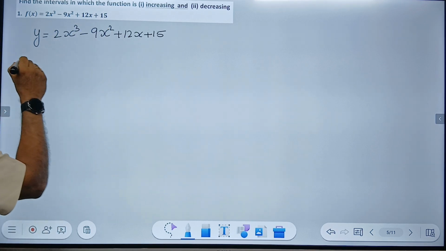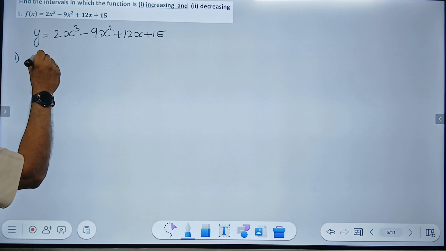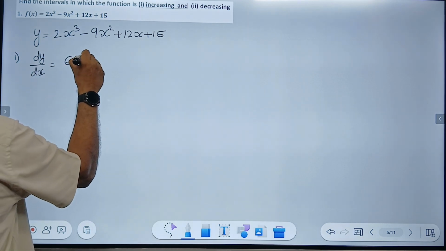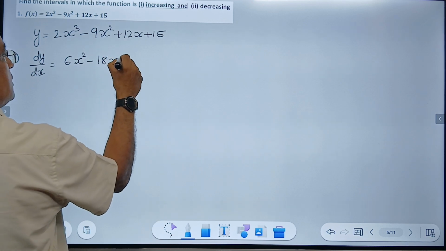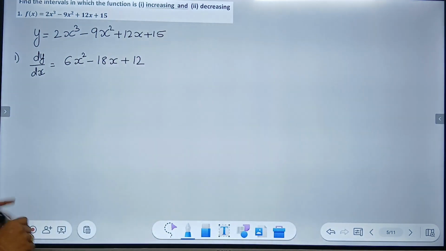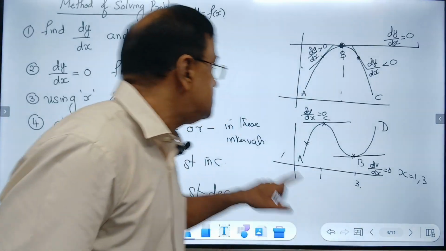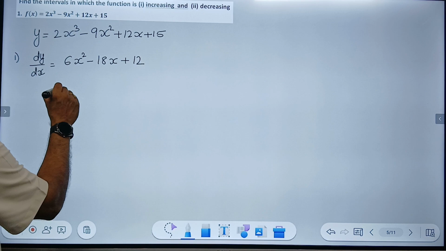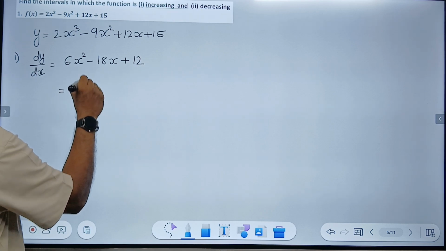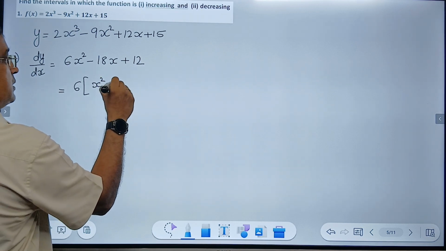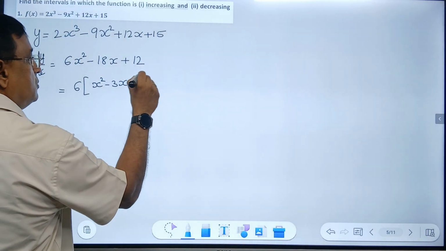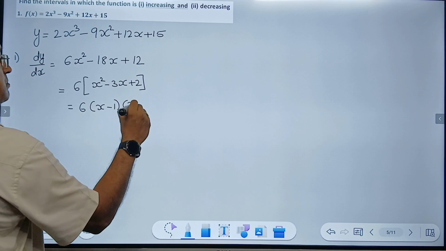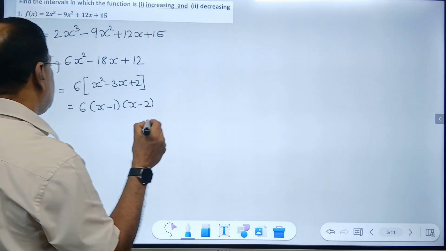Now what is our first step? First step is I want to find dy by dx. So what is dy by dx? It is 6x square minus 18x plus 12. But in the first step I also said simplify if possible, right? So I'm going to simplify. Now how do I simplify? I simplify by taking 6 common. So I get x square minus 3x plus 2, which can be factorized as x minus 1 into x minus 2. Just a normal quadratic equation.